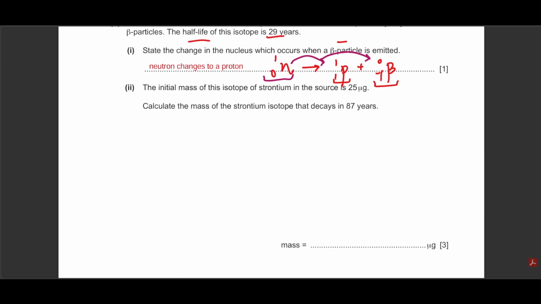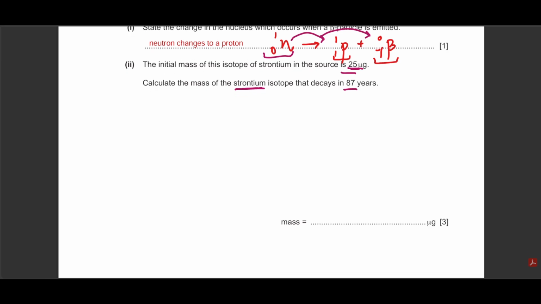The initial mass of the isotope is 25 micrograms. He said the mass of strontium isotope decays in 87 years. How much of strontium are we going to lose? This is a tricky question. It's just a matter of wordplay. Please be advised, he's not asking you the mass of the daughter particle. He's asking you how much mass has decayed of the parent particle, which is strontium itself. But we go through the same procedure of decreasing its value half by half, very easily and very straightforward.